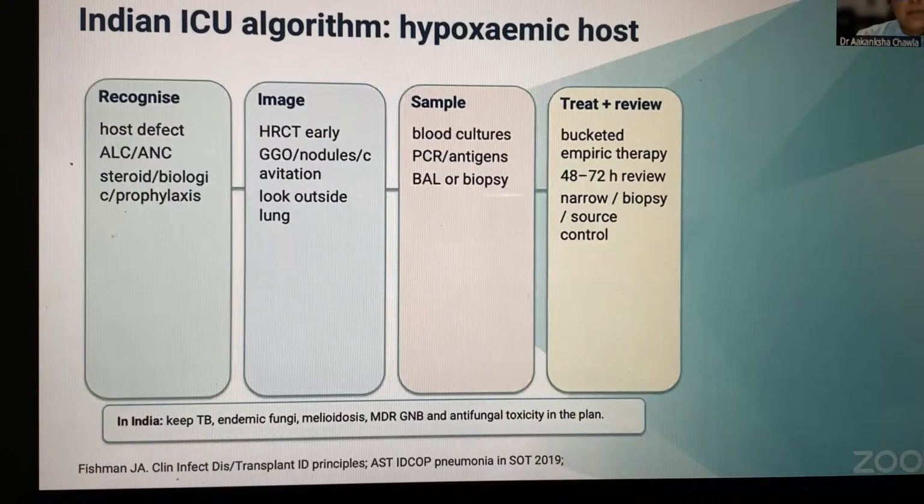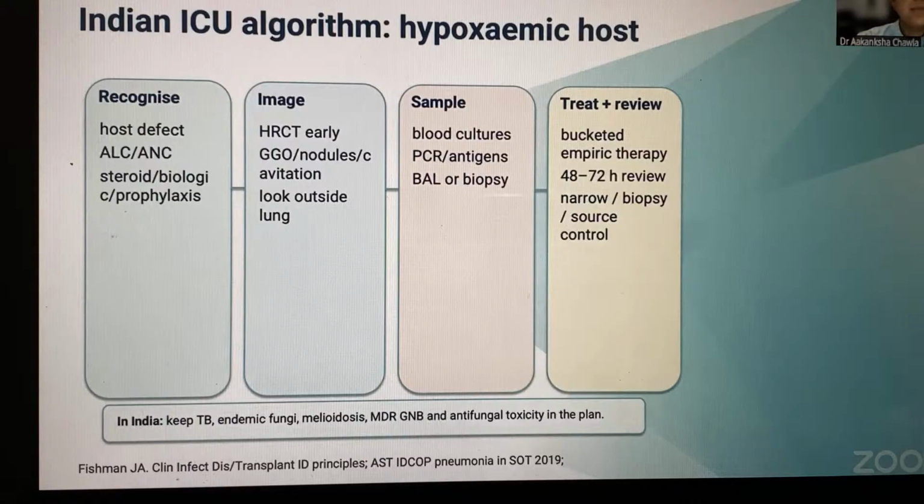Now the algorithm for a hypoxemic host. So once you recognize the defect, you've seen the imaging, you've set, send the appropriate samples, you've started the bucketed empiric therapy. You need to review at 48 to 72 hours. So essentially, the algorithm remains the same.